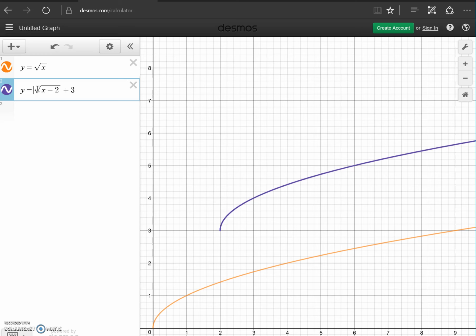Now let me put a negative. Remember, what is the negative going to do? The negative is just going to reflect it downward. So if I put a negative, all of a sudden it's reflected, right? Now it's going downward.